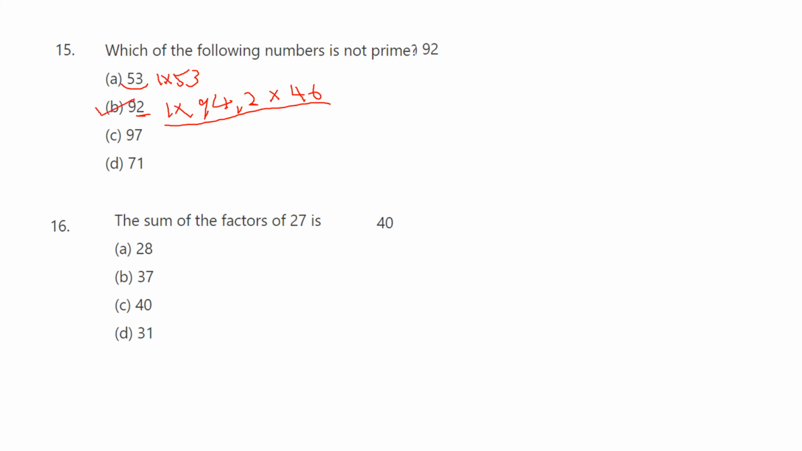The sum of factors of 27. So 1 27 is 27, 3 9s are 27. Add the numbers: 1 plus 27, 28, 28 plus 3, 31, 31 plus 9, 40. So that answer is 40.